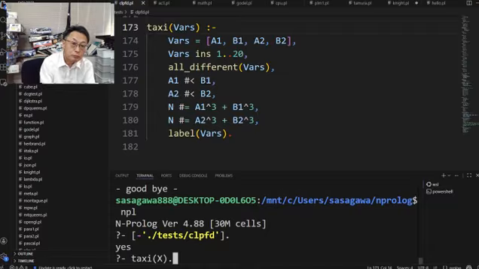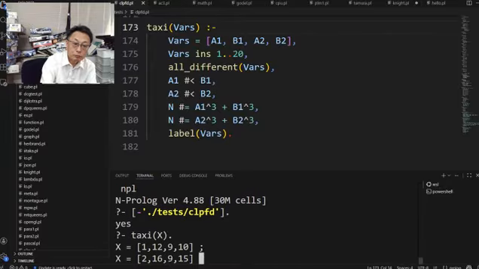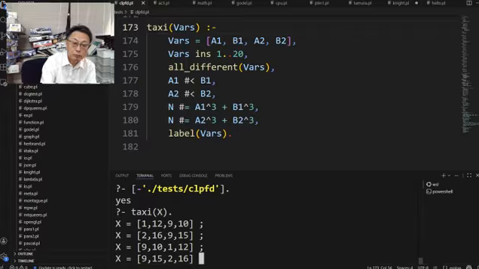With CLPFD, you don't write an algorithm. You just describe the constraints, set the range, enforce all values to be different, and declare the equation using constraint operators. The key idea is simple: you describe what must be true, not how to compute it.